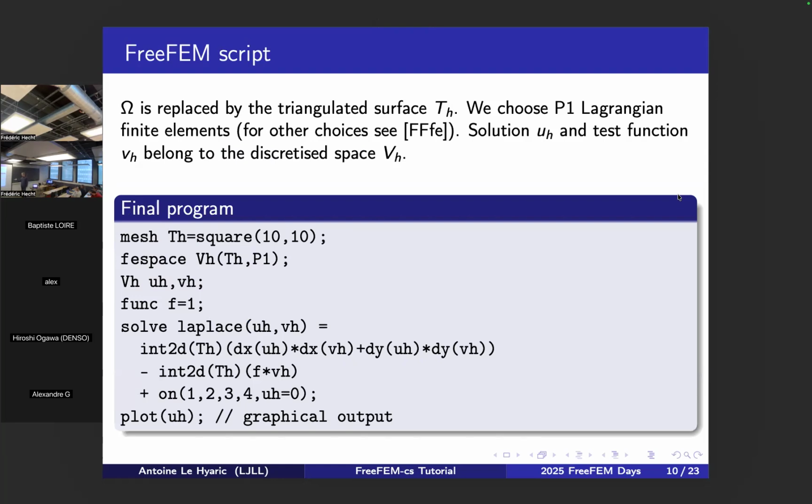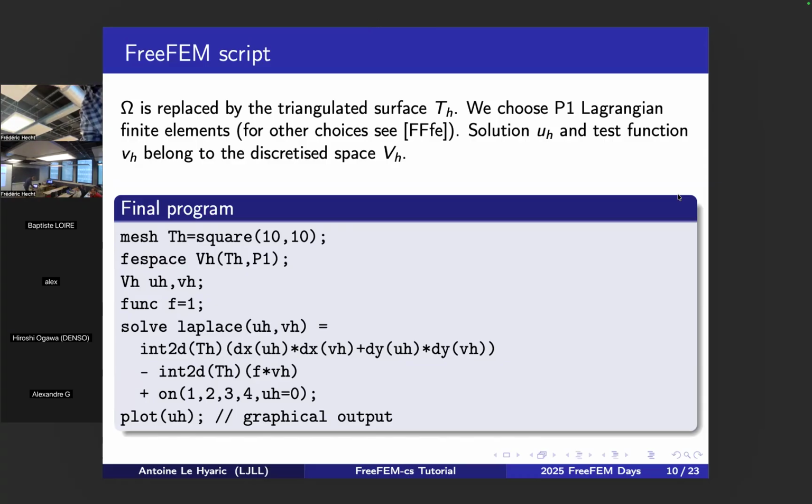So we have installed FreeFem CS. How do we write our script? Well, first, here is the script, practically exactly the same as the one from Frederick. We just replaced omega by th. We chose P1 Lagrangian elements. We named our solution and test function UH and GH. And this gives our script. This is the weak form.